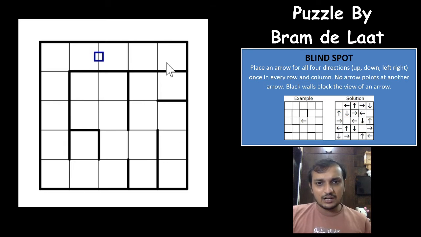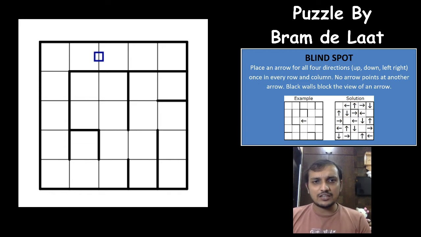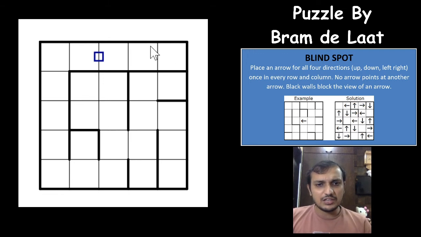Now coming to this puzzle, I have already briefed you with the rules. You have to place 4 arrows in the grid. The directions are up, down, left and right, once in each row and column. No arrow points at another arrow, and black walls block the view of an arrow. Now with that we can start solving this puzzle. So this should be an easy puzzle here.